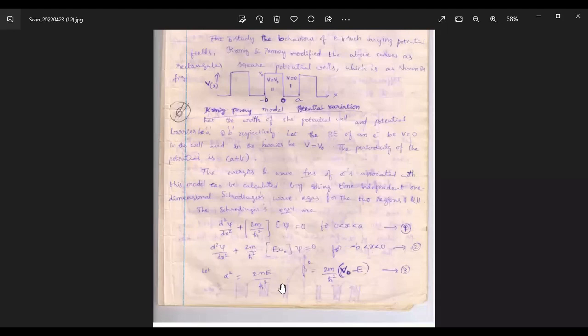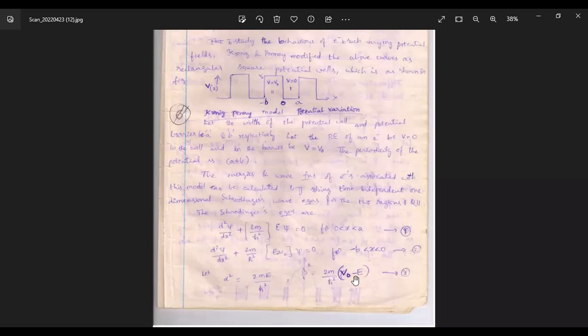Let alpha square be equal to 2mE by h bar square. Then beta square is equal to 2m by h bar square into V naught minus E. Why we wrote V naught minus E, we will see in a later section. Instead of E minus V naught, we wrote V naught minus E. We are considering this as beta square, so here instead of beta square, we write minus beta square, because we assume beta square is 2m by h bar square into V naught minus E.